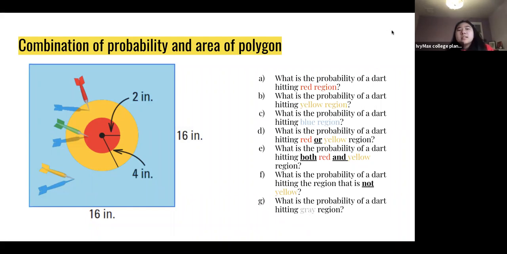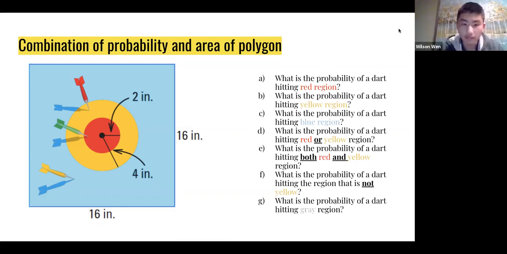Okay. So from the last unit, we learned about the area of polygons. Hope you guys remember it. So right now we're combining probability and the area of polygons together. So let's try A first together with Wilson.